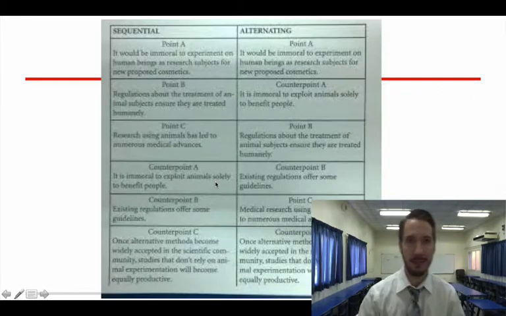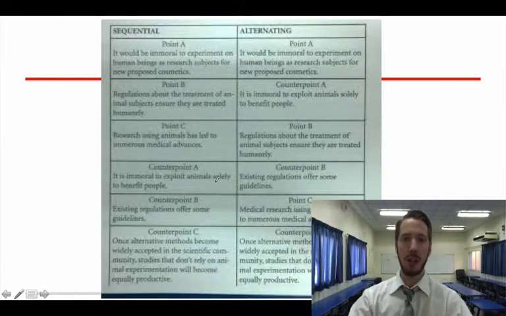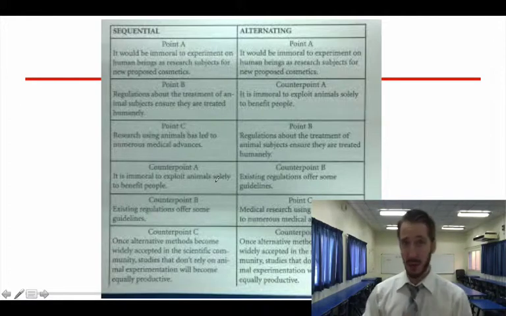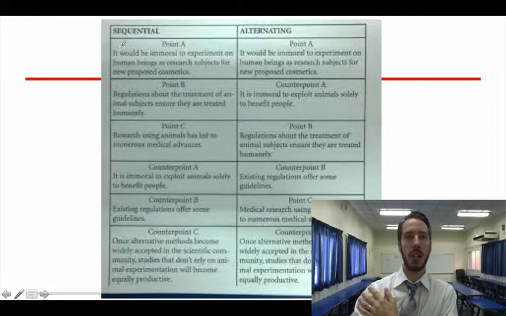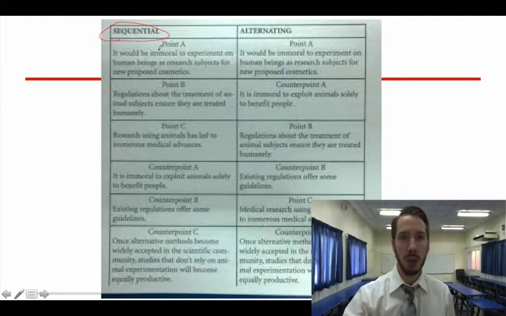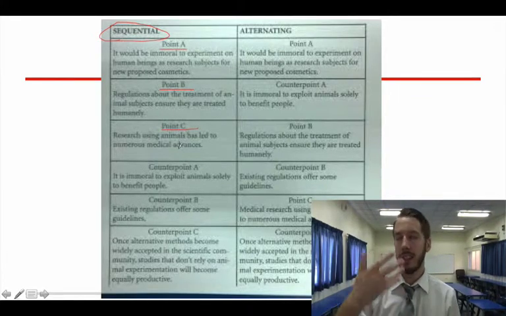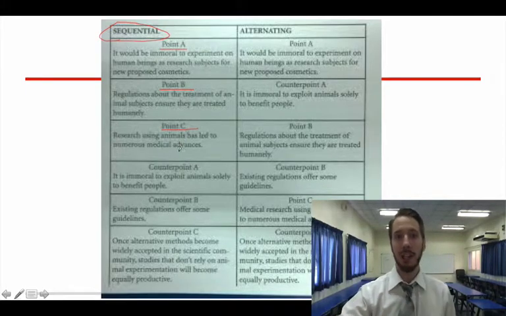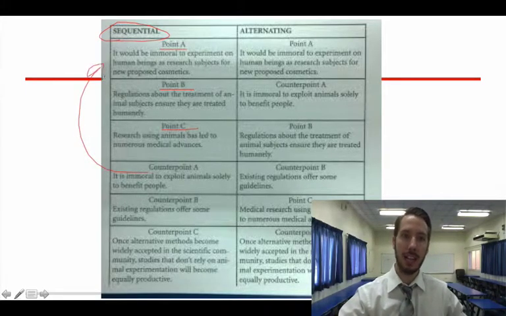Now, what does that really look like? So here's a particular example for you, and I apologize that the wording is a little bit difficult to see. If we're looking at it from a sequential standpoint, you've got 3 points maybe for this particular reason. It would be immoral to experiment on human beings as research subjects for new proposed cosmetics, and then provide evidence. Second point, regulations about the treatment of animal subjects ensure they are treated humanely, then give evidence. Point C, research using animals has led to numerous medical advances, then give me your evidence. Then look at the counterpoint. So the counterpoint to A, the counterpoint to B, and the counterpoint to C.